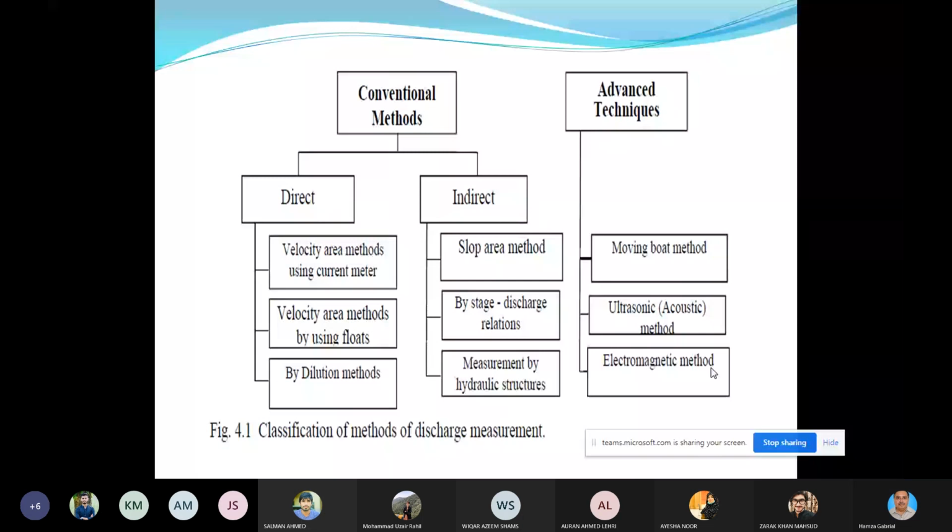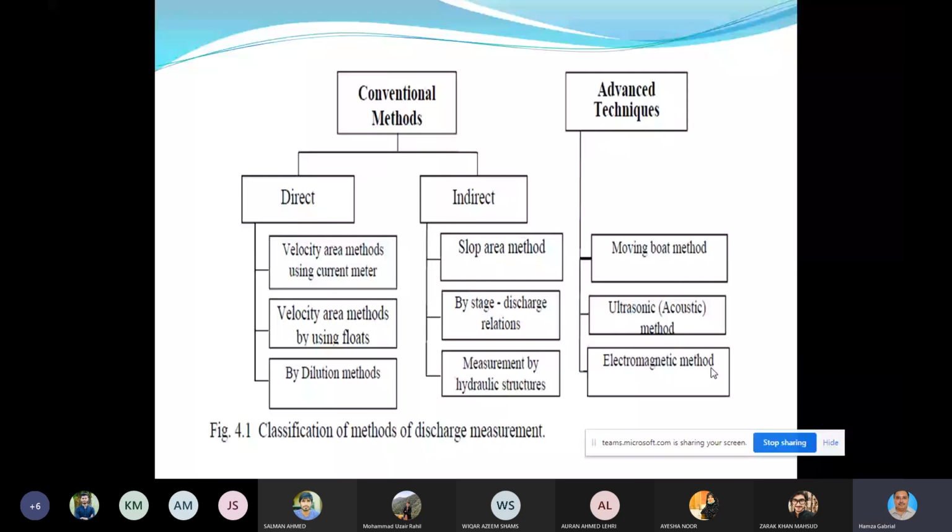And lastly, the indirect method can be by making use of the hydraulic structures. So hydraulic structures can also be used for measuring the discharge. So these are the conventional or traditional methods. Besides these conventional methods, we also have some advanced or more sophisticated techniques.